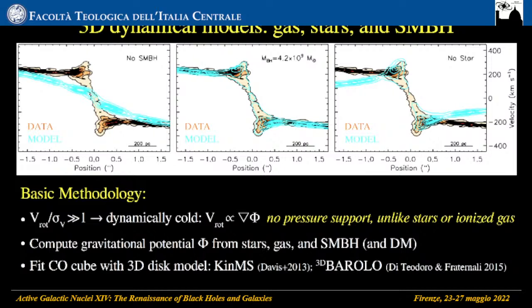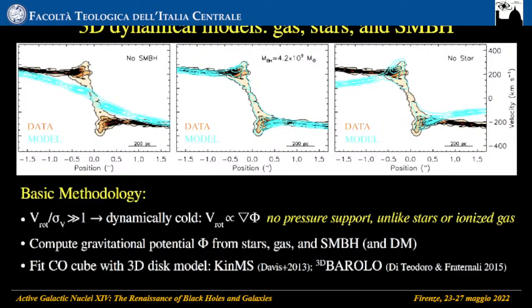This is an example of the application of this method. You can see a PV diagram. The data are in orange. In cyan is a model with no black hole, and so you see that it's terrible. It doesn't reproduce the data at all. This is a model with a black hole mass of 4 times 10 to the 9, which is actually the best fit model for this galaxy. And on the right, it's a model in which there is a black hole, but there are no stars, which is, of course, unphysical, but it's just to show you that to explain the full kinematic behavior of the disk, you need both stars and black hole.